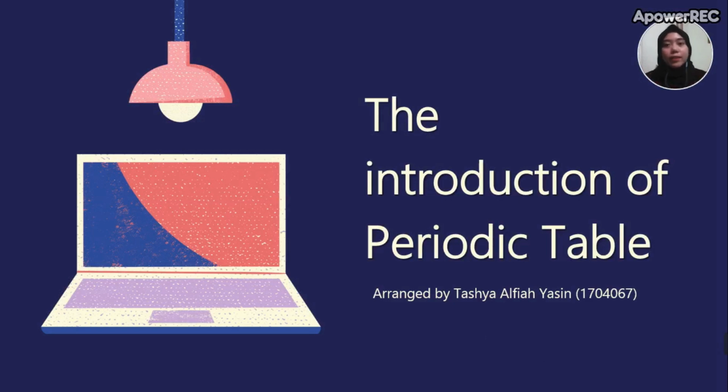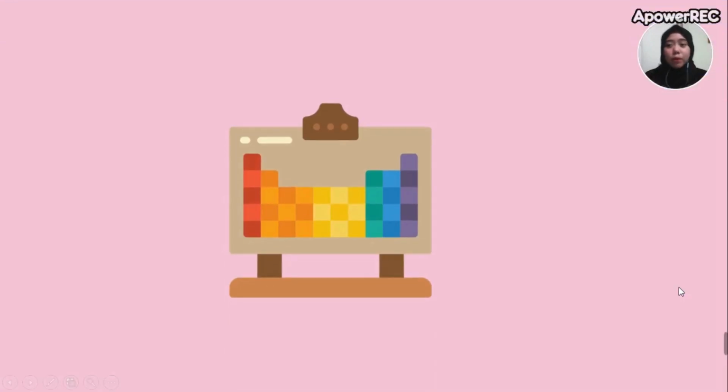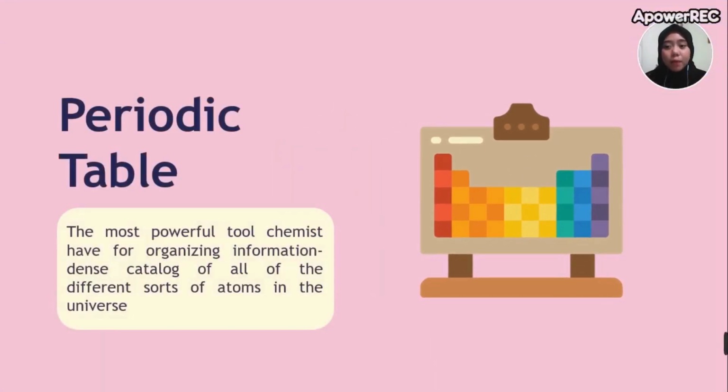Today we're going to talk about the most important table in this world, which represents the elements that exist in the universe. What is it? Yes, this is the introduction to the periodic table. Let's take a look. The periodic table is basically the most powerful tool chemists have for organizing information, a dense catalog of all of the different sorts of atoms in the universe.